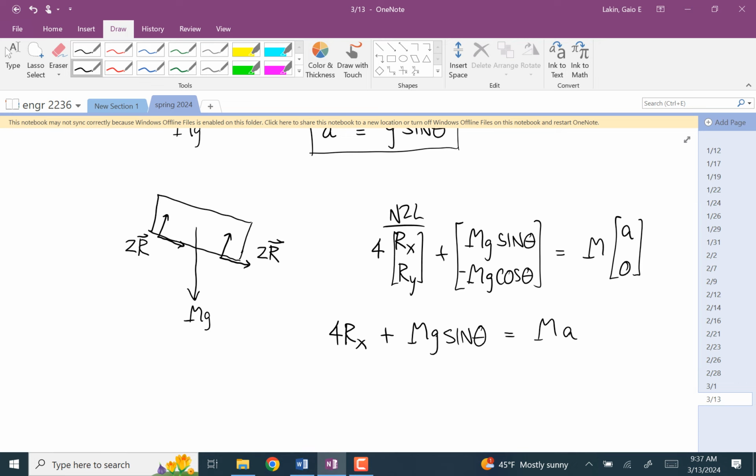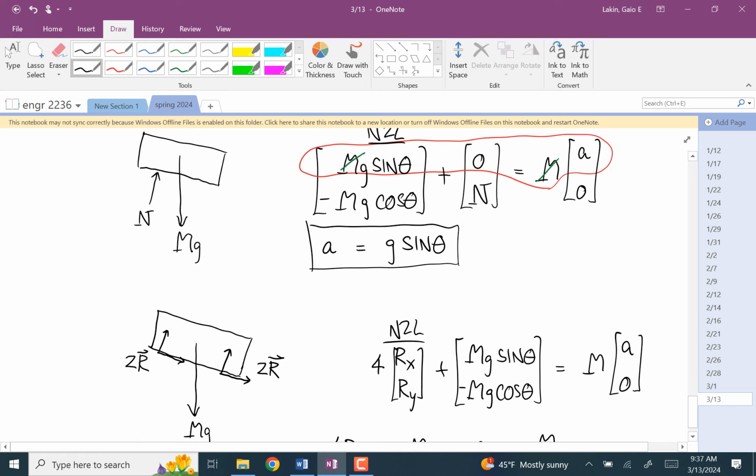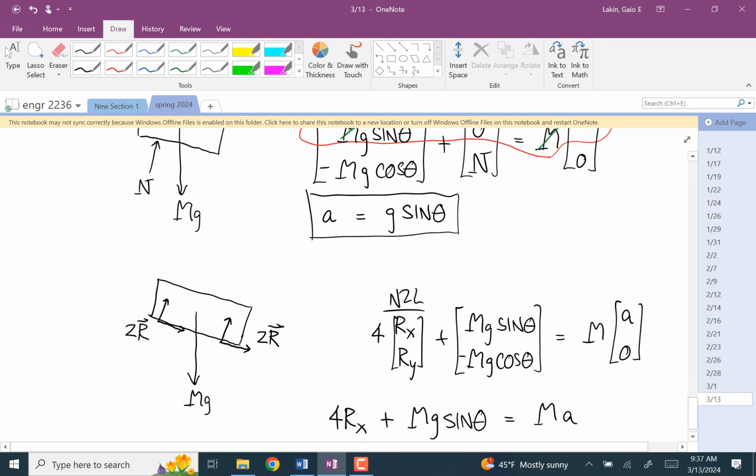So I fell asleep for a second. Why are we saying 2R instead of just R? Because this is a 2D drawing of a 3D thing. There's 2 wheels. You know what I mean? Yes. There's a total of 4 wheels, but I only drew 2. So I doubled them up.